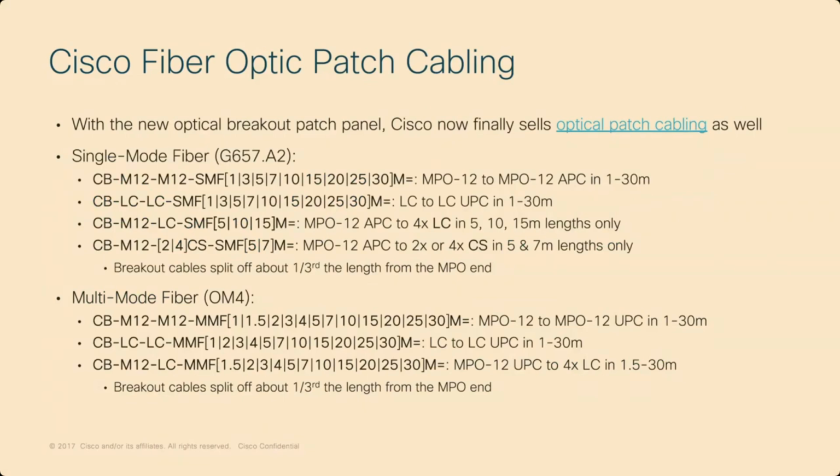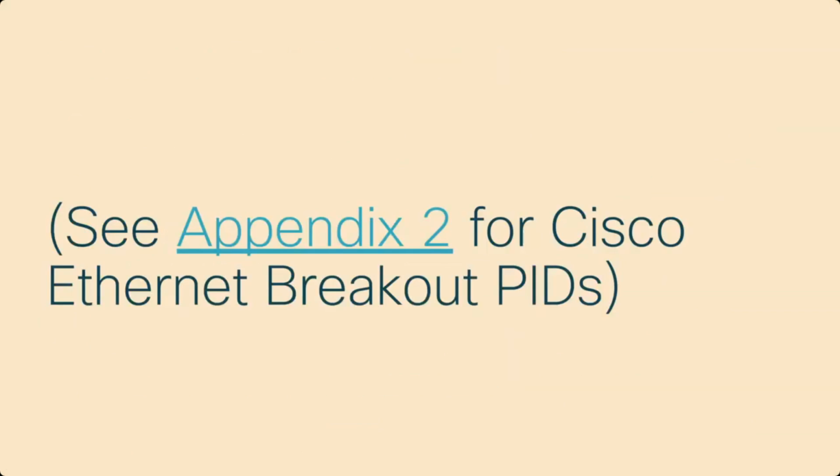And we have different types. So we have single mode fiber, multi-mode fiber, LC connectors, MPO12 connectors. There are some transceivers that take connectors that we don't support with these cables, but the vast majority are covered by this. And that also includes the breakout cables down at the bottom there, for both single mode and multi-mode fiber. And then in the deck, Appendix 2 covers the various breakout parts that I was just talking about.